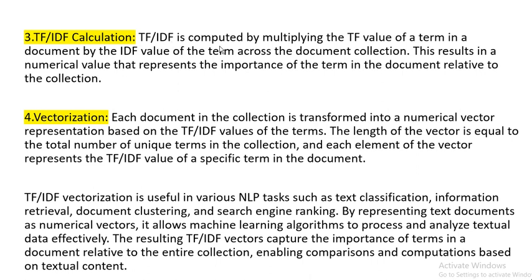TF-IDF calculation. TF-IDF is computed by multiplying the TF value of a term by the IDF value of the term across the document collection. This results in a numerical value that represents the importance of a term in a document related to the collection. Vectorization. Each document in the collection is transformed into a numerical vector representation based on the TF-IDF values of terms. The length of the vector is equal to the total number of unique terms in the collection, and each element of the vector represents the TF-IDF value of a specific term in the document.